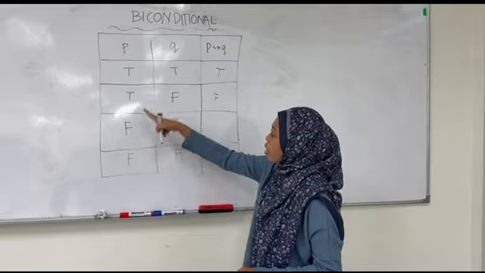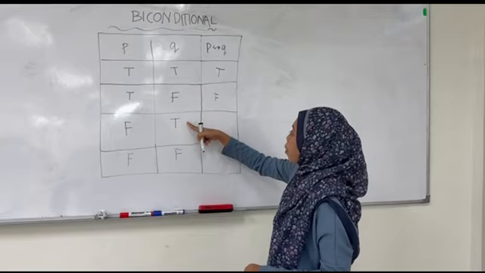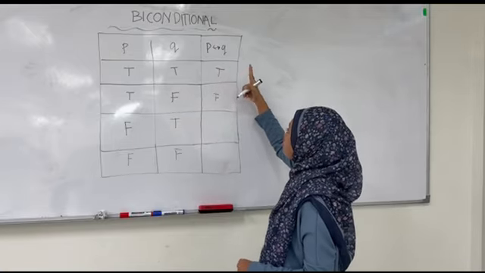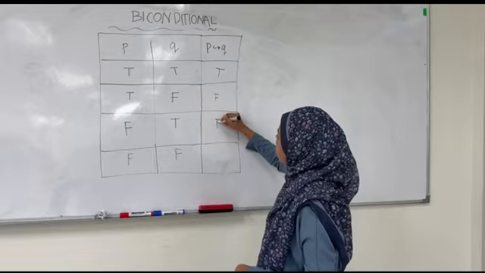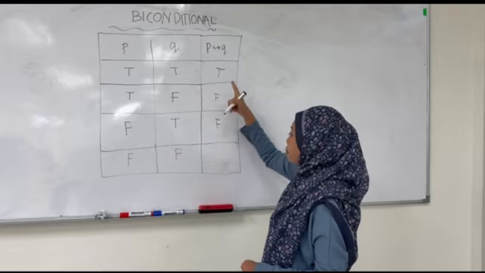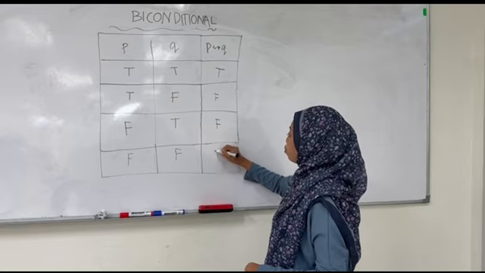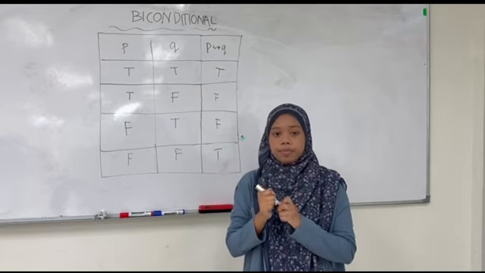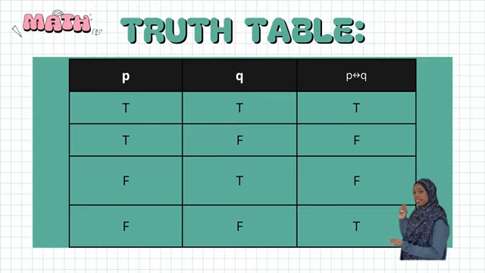For P false and Q true, P biconditional Q we get false. If we get P false and Q false, then P biconditional Q is true. And this is the answer.